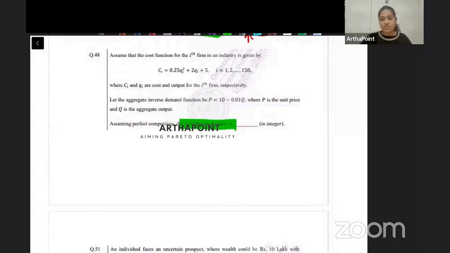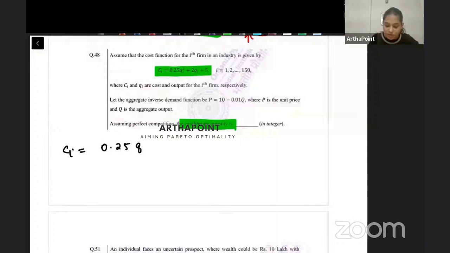So let us just try and see what this question is saying. And then I will tell you what two answers were accepted by IIT. So first of all, you're given a cost function of an individual firm. So CI is given to you as 0.25 QI square plus 2QI.